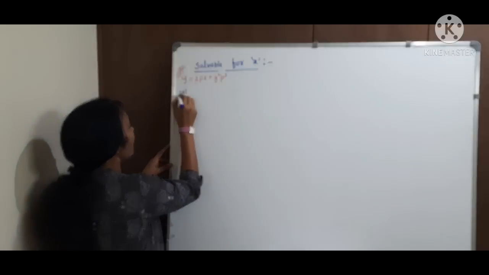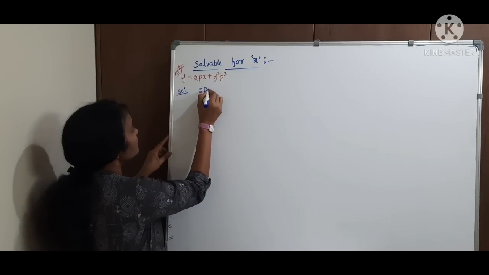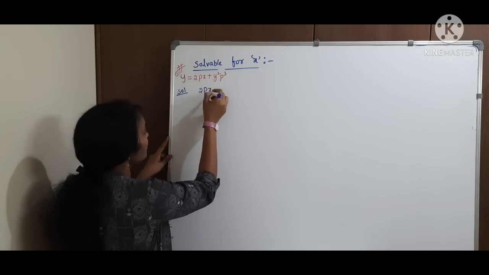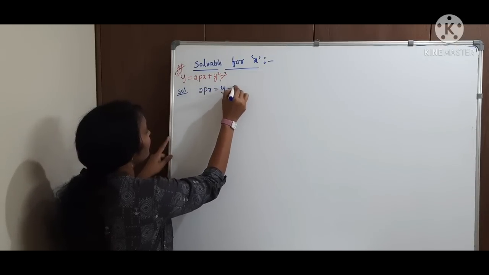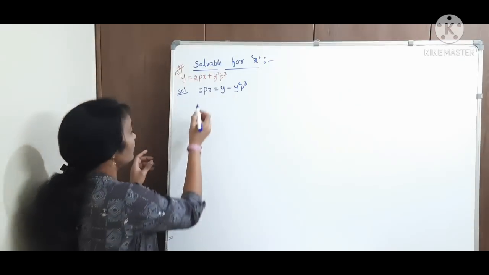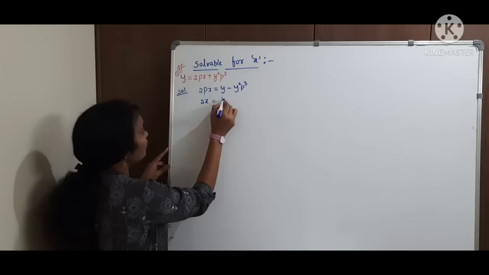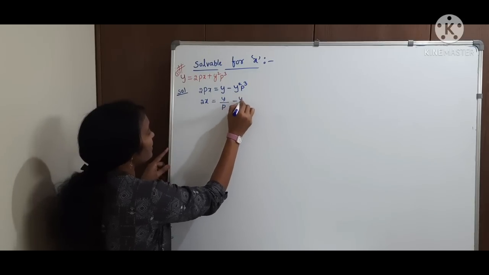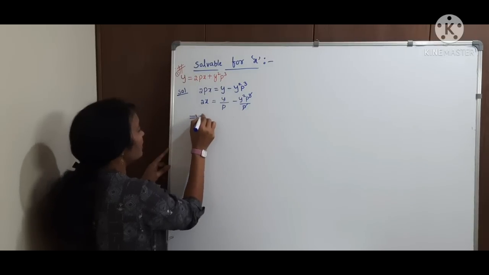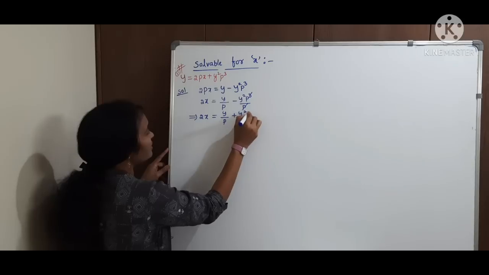Okay. For that, I need to write x equal to... 2px, take this side. Then it becomes y minus y square p cube. I need to write in terms of x only. Then take p to that side. This will change to 2x is equal to y by p minus y square p cube by p. P cancels. Then what is the remaining term? 2x is equal to y upon p plus y square p square.